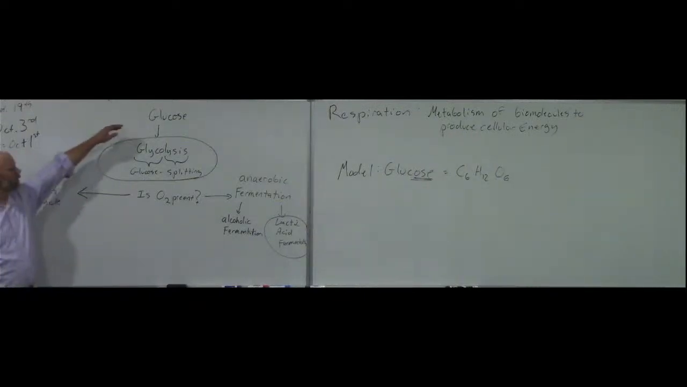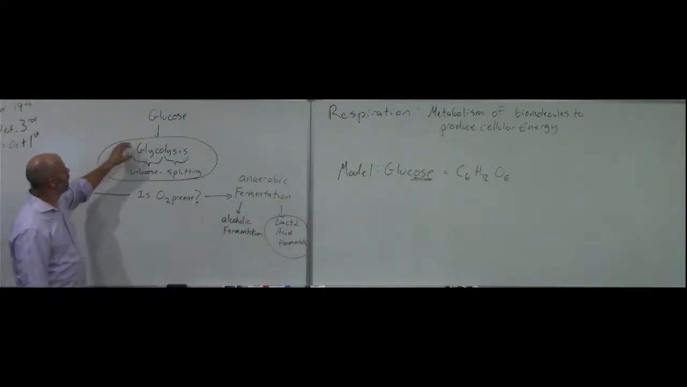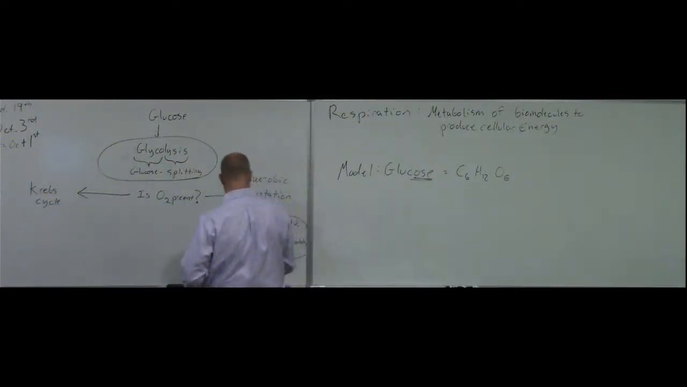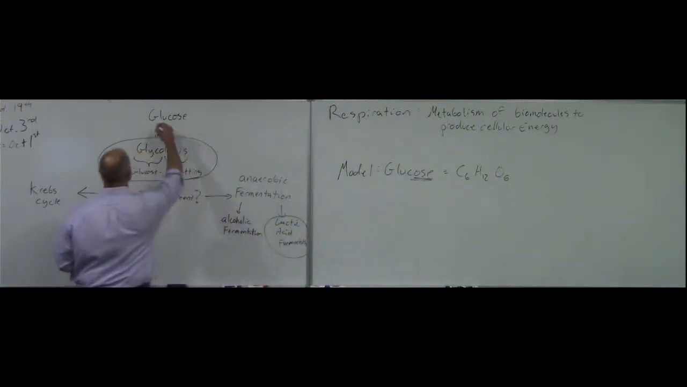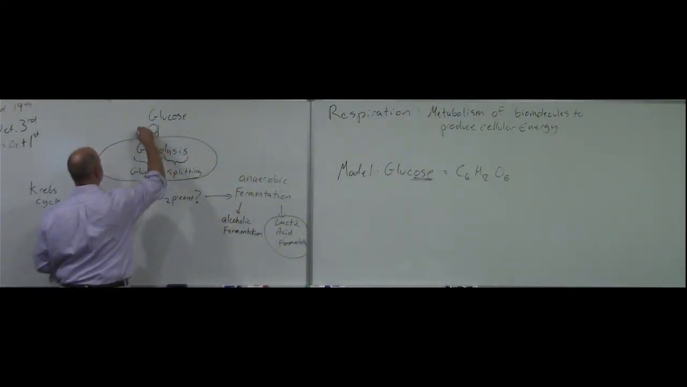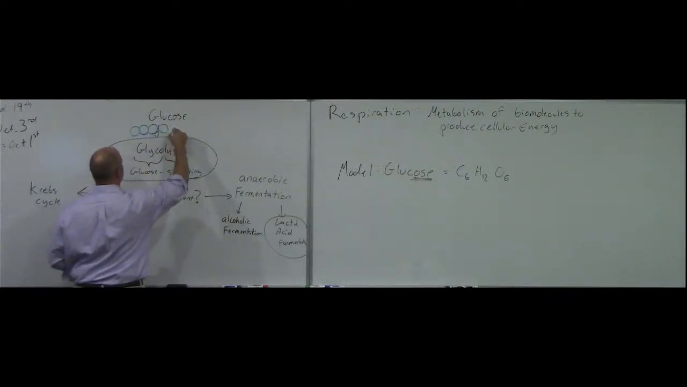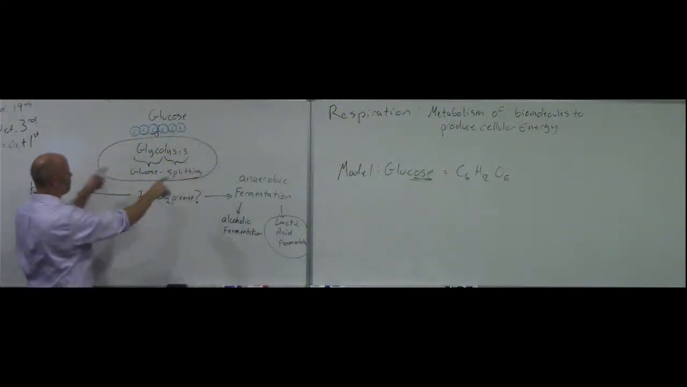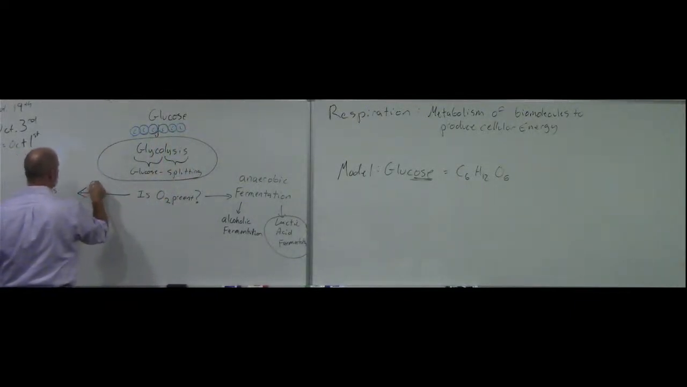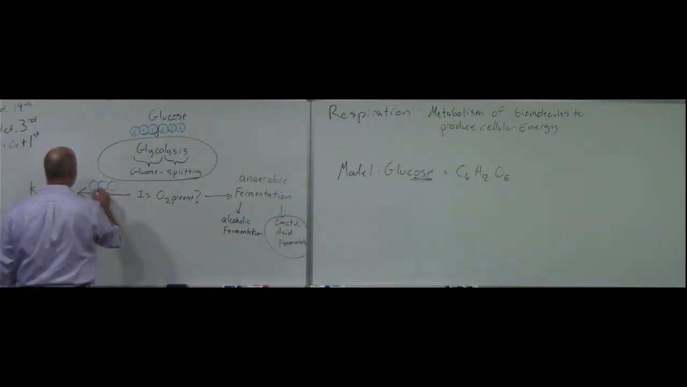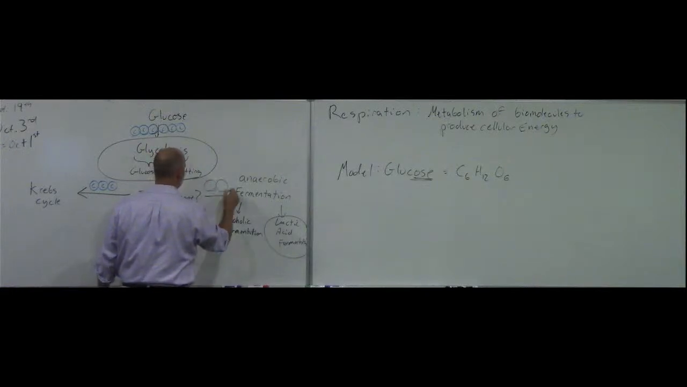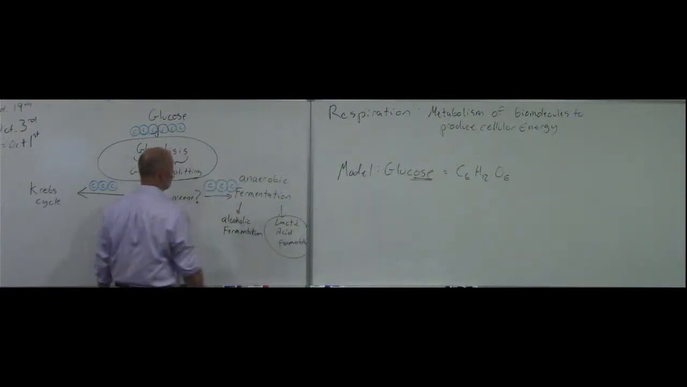So if there's glucose, we start with glucose. We'll go through glycolysis. Our glucose, which is a 6-carbon molecule, right? Glucose is a 6-carbon molecule. 1, 2, 3. 1, 2, 3. These are carbons. It gets split into 2 3-carbon molecules. Okay? Don't worry about the names of these yet. You're going to know them soon.